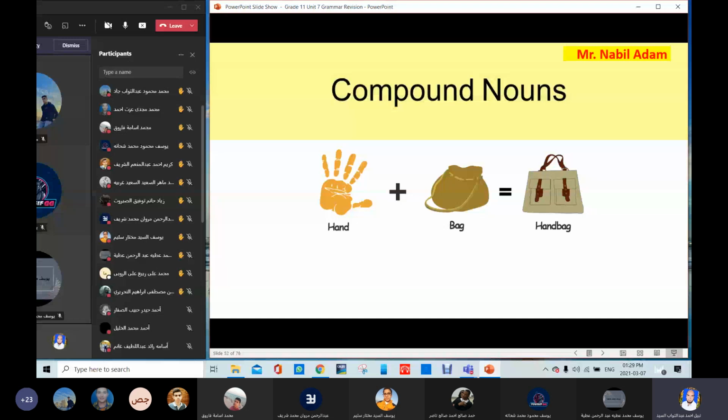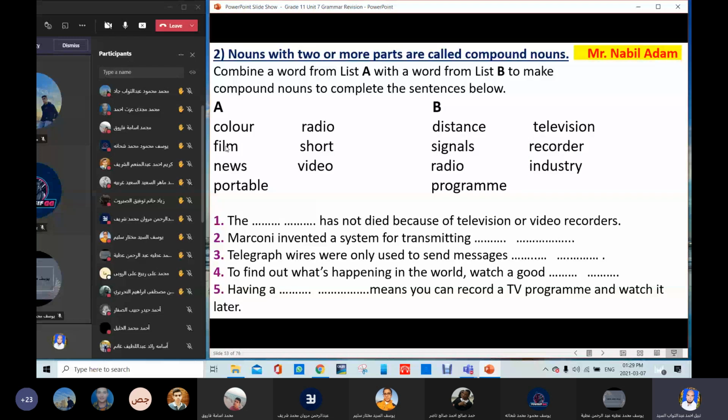Now, we can combine these words in list A with the words from list B to make a compound noun. For example, we have color and television, so it becomes color television. We have film plus industry, film industry. News plus program, news program. Portable plus radio, portable radio. Radio plus signals, radio signals. Short plus distance, short distance. Video plus recorder, video recorder. So what did I do now? I combined two words to make a compound noun.